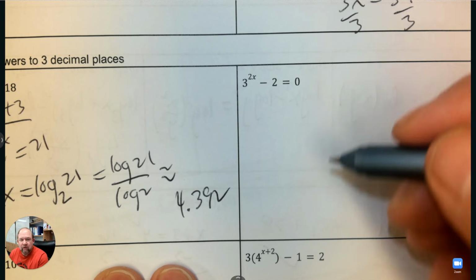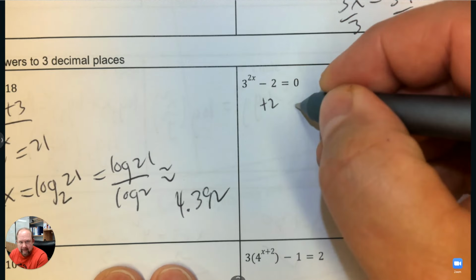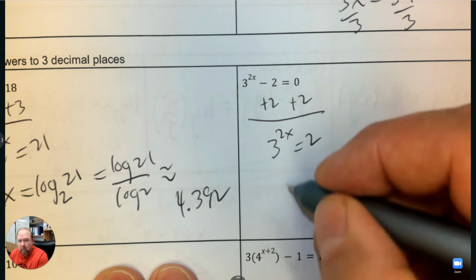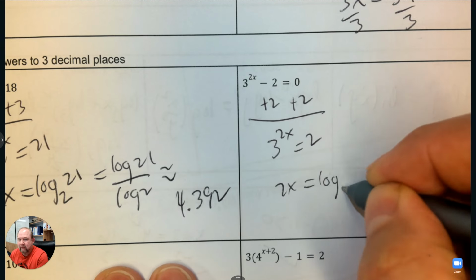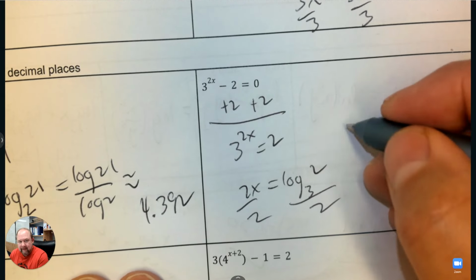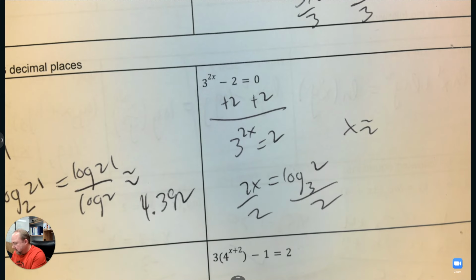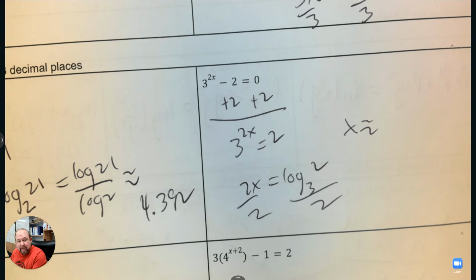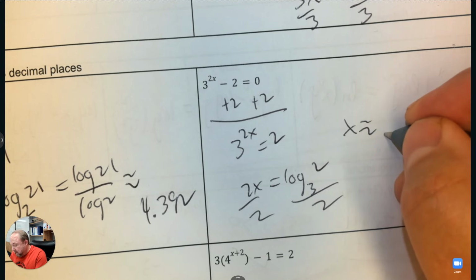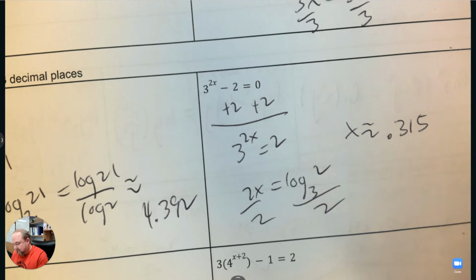Again, you should try it, right? But I'm going to add 2. Write as a logarithm. That's base 3 of 2. Divide by 2, and then type it into your calculator. So that's log 2 divided by log 3 divided by 2 at the end. So log, divide, divide, and you get 0.315.